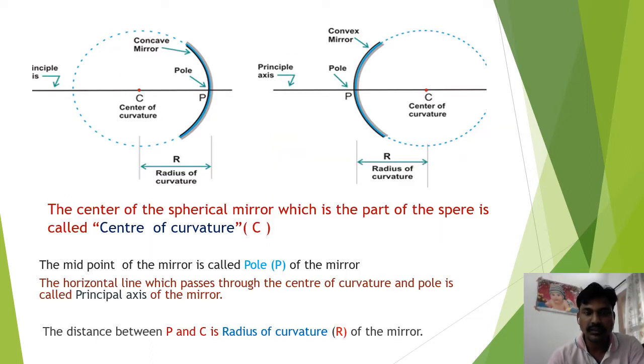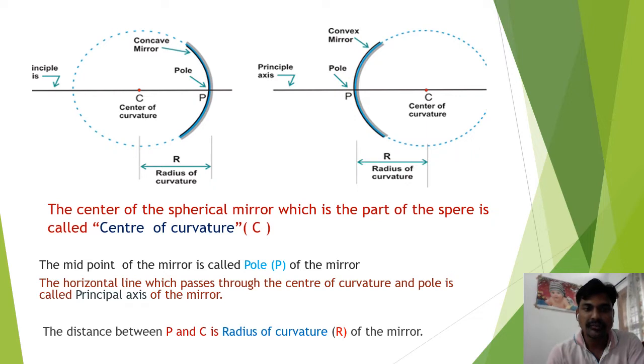Now we see the important things of concave and convex mirrors. The center of the spherical mirror, which is the part of the sphere, is called center of curvature. This is denoted by capital letter C. For both mirrors, concave and convex, you can see the center of curvature.